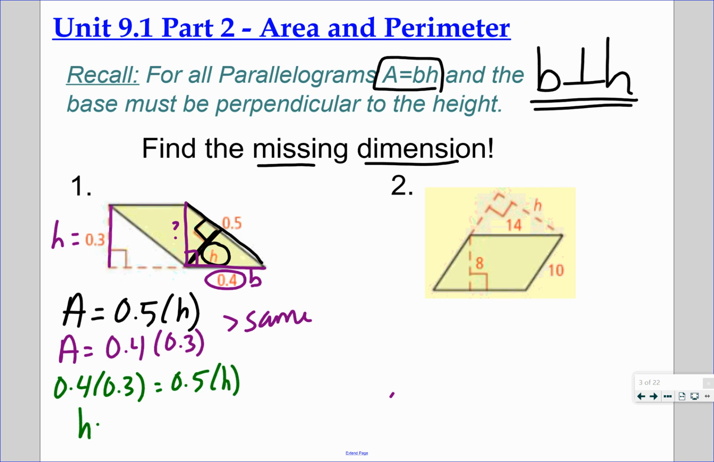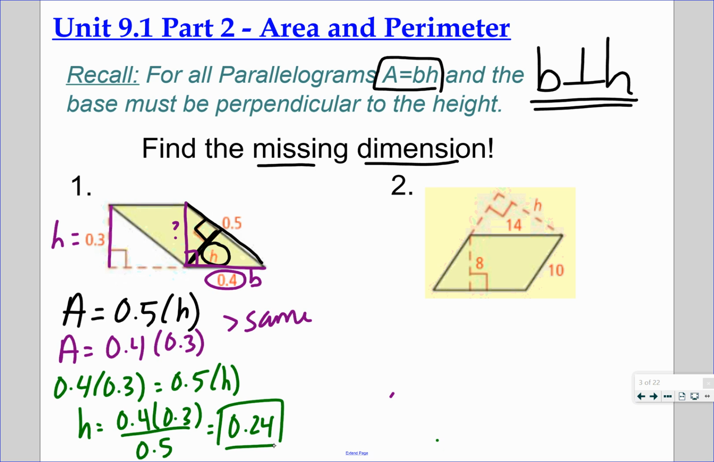And then in this case, we can find our missing dimension. We can do 0.4 times 0.3, all divided by 0.5. And then we get a missing dimension of a height of 0.24 units. So that's for number 1 there.